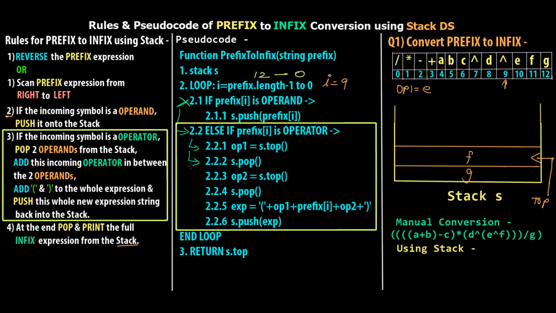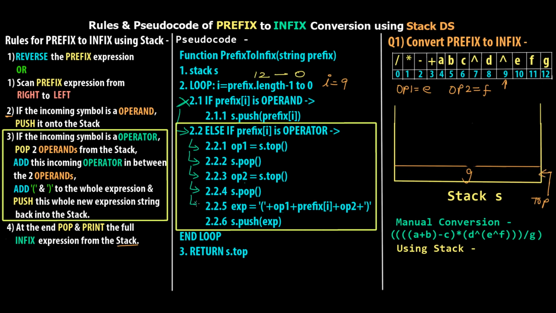Now again moving forward at 2.2.3, we say op2 is equal to s dot top. Let's create op2. What is op2? op2 is s dot top, which is the new current top of the stack. It is F, so I'm gonna write F over here. We move forward, we go to 2.2.4, we say s dot pop. So again we remove F from the top of the stack. The new top of the stack now becomes G.